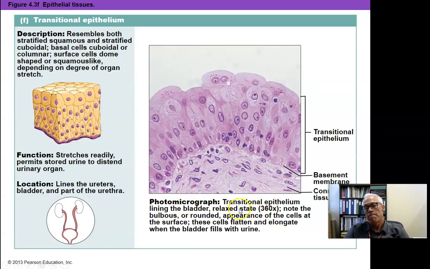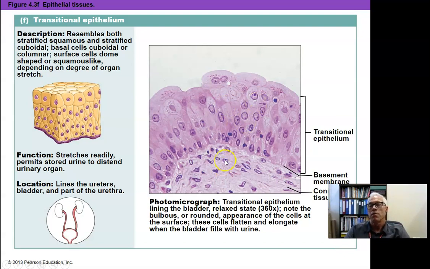Here comes another exception to our organizational scheme. It's called a transitional epithelium. And when we look at this epithelium, it defies apparently any organizational arrangement of the cells. It's a stratified epithelium, but the cells just look like a jumbled pile of cells stacked upon one another.